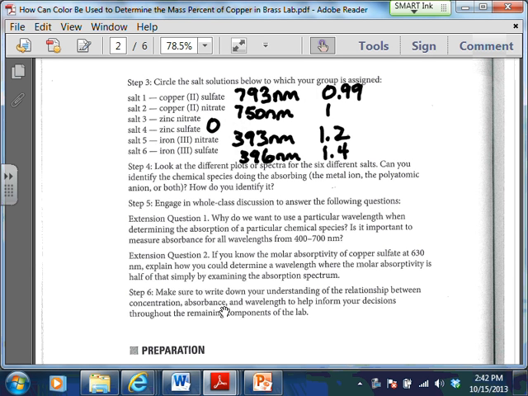But the question is, how could you determine a wavelength where the molar absorptivity is half of that simply by examining the absorption spectrum?